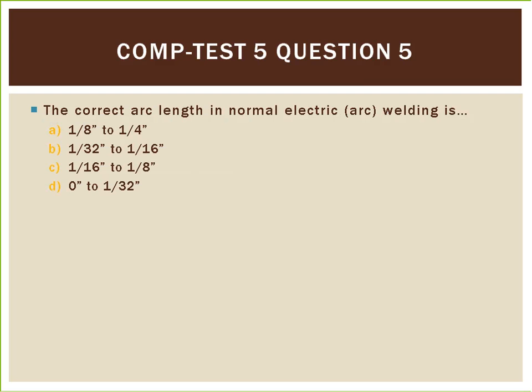Comptest 5, question number 5. The correct arc length in normal electric arc welding is A, an 1/8 inch to 1/4 inch, B, a 1/32 inch to 1/16 inch, C, a 1/16 inch to 1/8 inch, or D, 0 inches to 1/32 inch.